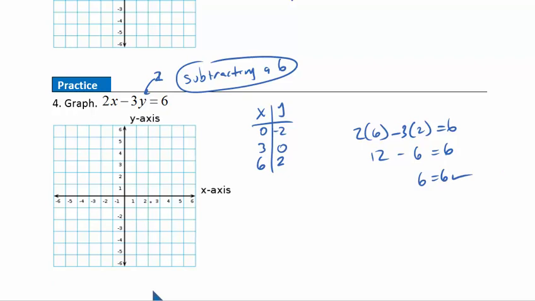So let's go ahead and graph these. So over 0, down 2. That's my first point. The next point is over 3, up 0. And my last point is over 6, up 2. And you'll notice I'm getting a nice straight line with those dots. So I know I've not made a mistake here. So I'm going to go ahead and get my straight edge out.